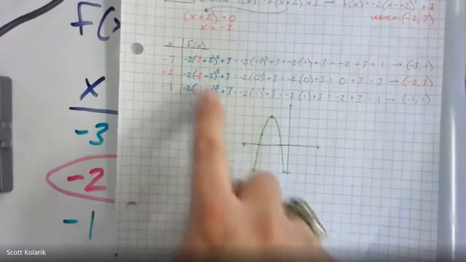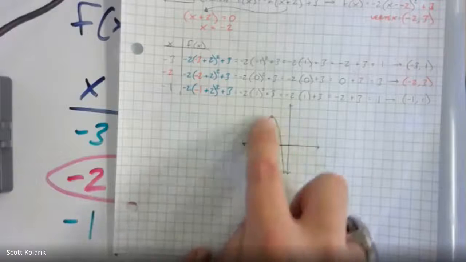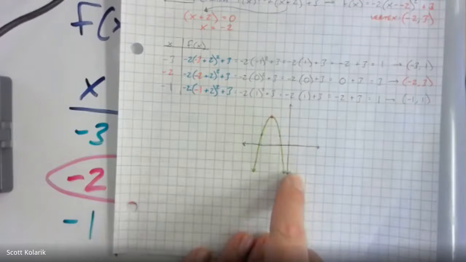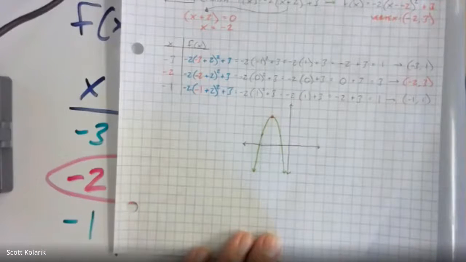I show the work for all 3, and that would give me my U shape. Again, because it was a negative out in front, there's my sad face U. And because it was a 2, it's slightly more narrow than what a normal x-squared graph would be. And that's how you would graph using vertex form.